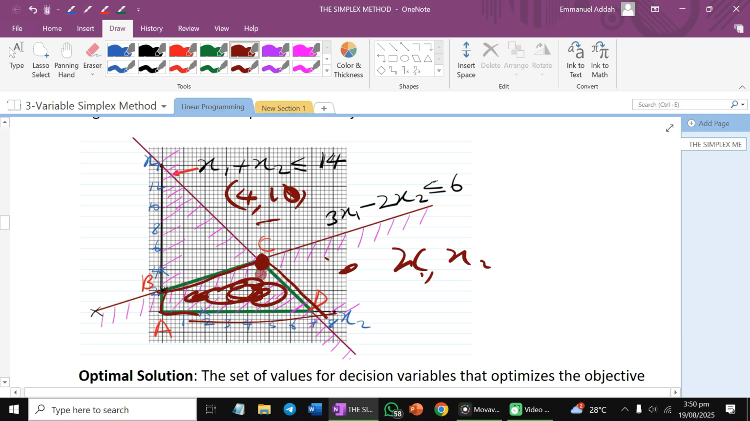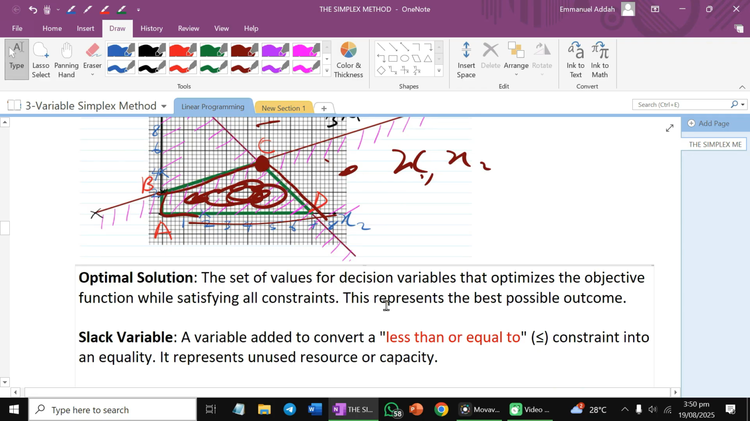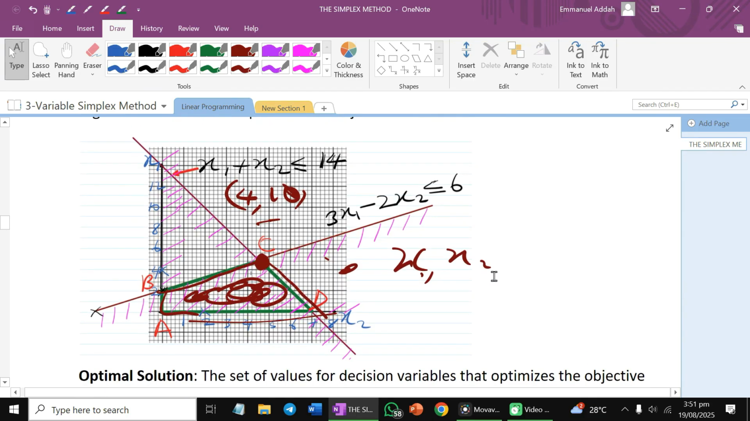If it's a maximization problem, this is the definition: the set of values for decision variables that optimizes the objective function while satisfying all constraints, and this represents the best possible outcome. If you solve these two equations simultaneously, the values of x1 and x2 you get are the optimal values for x1 and x2.